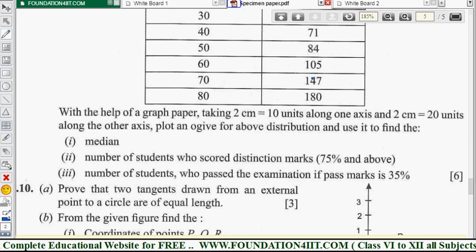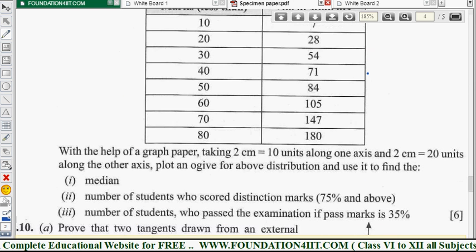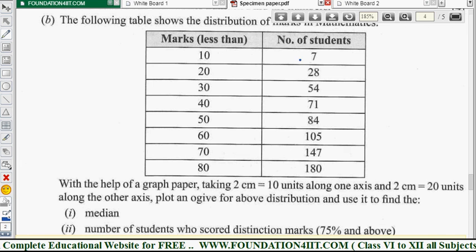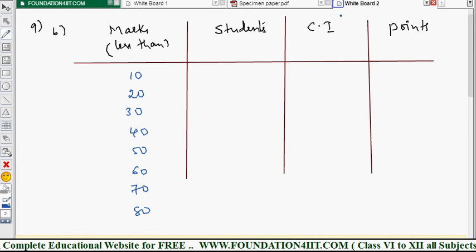That is the question, and this is the data. The number of students are 7, 28, 54, 71, and less than 50 is 84, and 105 for 60, less than 70 is 147. This is from the question itself, 180.